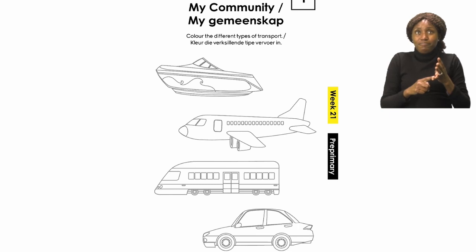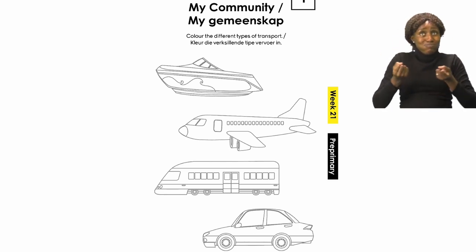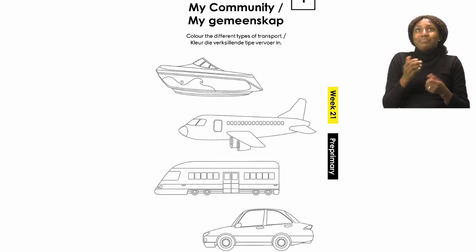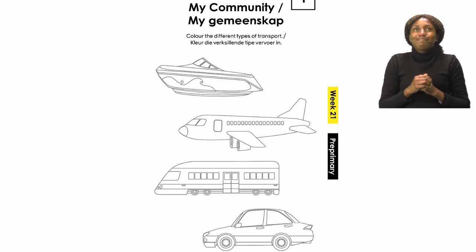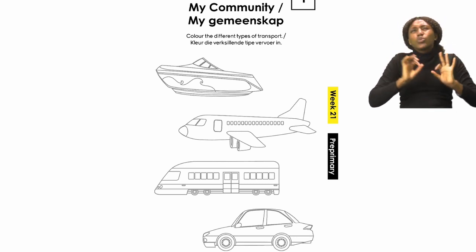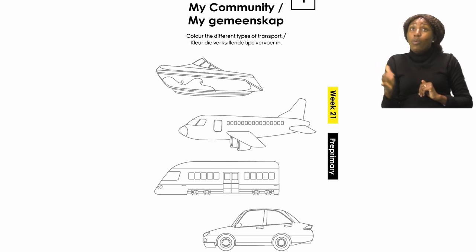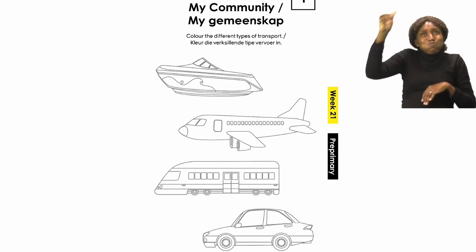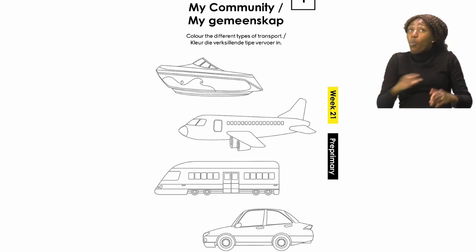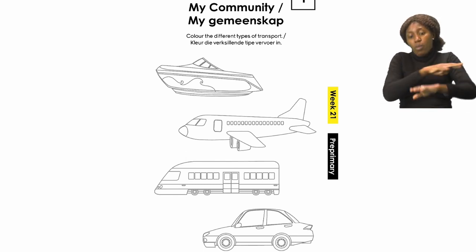Well done. And the last one, I'm sure we all know the name. This one is a car. Everyone, let's say car. Car. Well done. Now it's going to be our special job to color in all of those transport items. Now you can see that our boat is going to have to travel in water. Our aeroplane will travel in the air. And then our train will travel on the railroad. And our car will travel on the road.